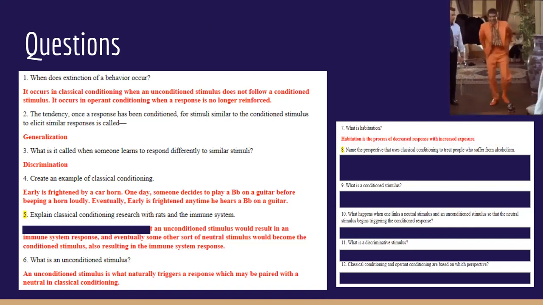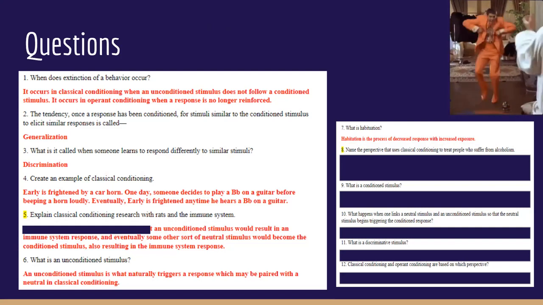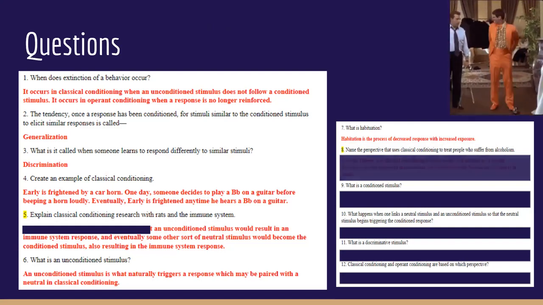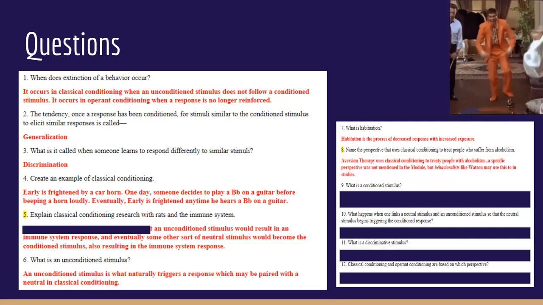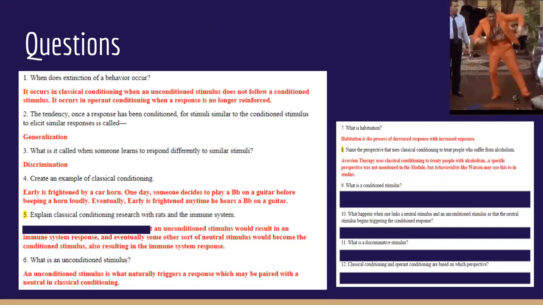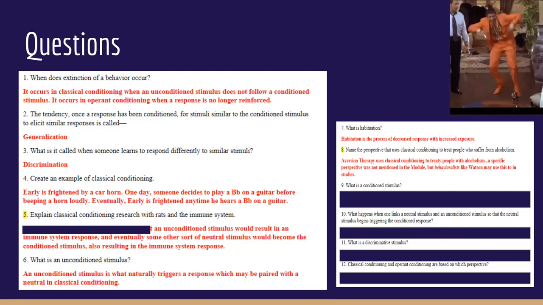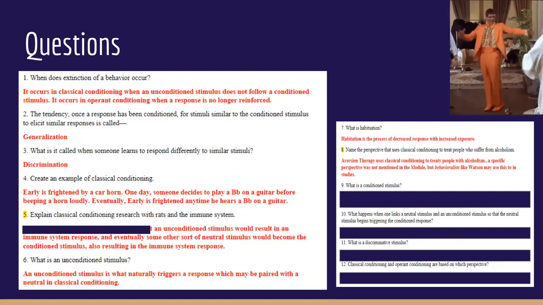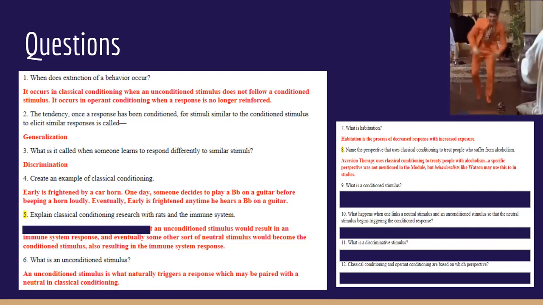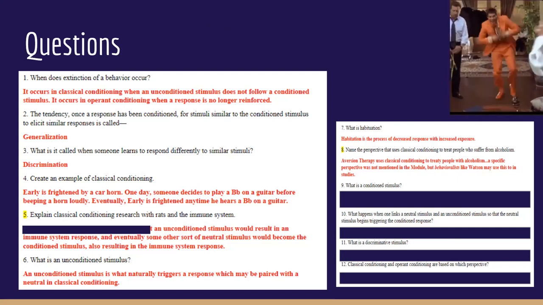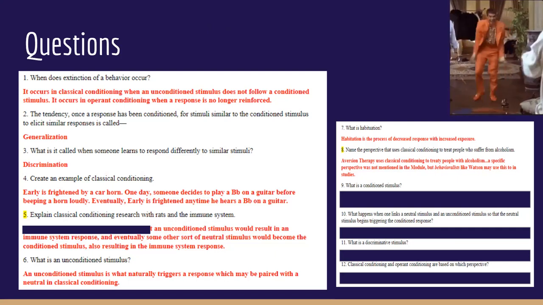Name the perspective that uses classical conditioning to treat people who suffer from alcoholism. Well, yeah, that was kind of a dumb question. But really the answer is aversion therapy. That's not necessarily a perspective, but the behaviorists are the ones who use it.